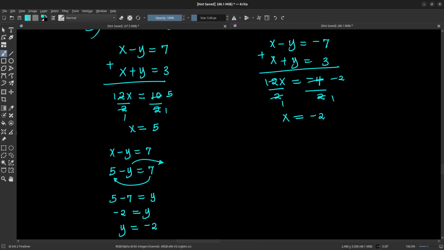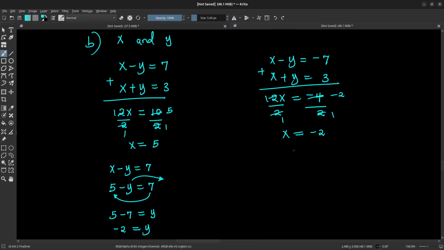Then we go to the second scenario. So we are going to take the first equation, x minus y is equals to negative 7. But we just found out that the value of x is negative 2. So negative 2 minus y is equals to negative 7. Let's take this y to the right side and bring this 7 to the left. So on the left we have negative 2.